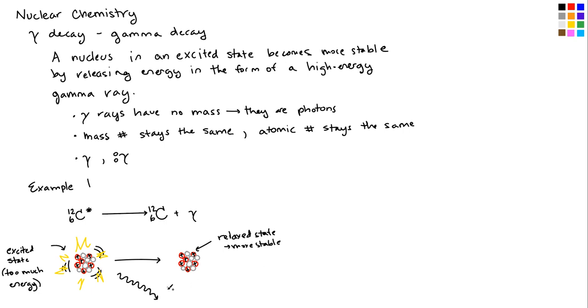And then here we have, of course, our gamma ray. So this right here is our gamma ray. And it is the highest energy waves in our electromagnetic spectrum. And they are very dangerous and can cause cancer, among other things. So this is our visual for our gamma decay.